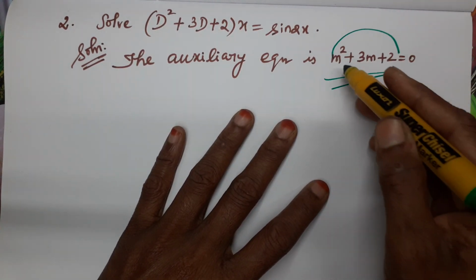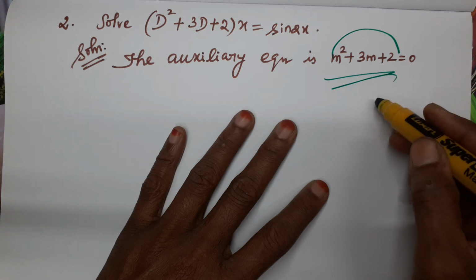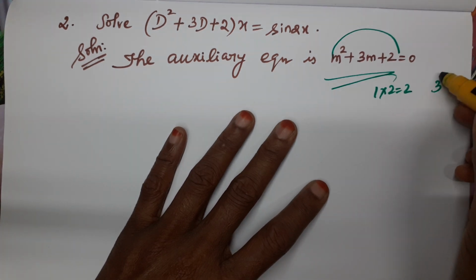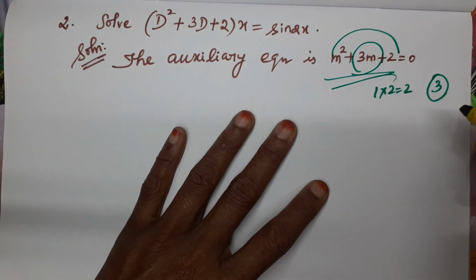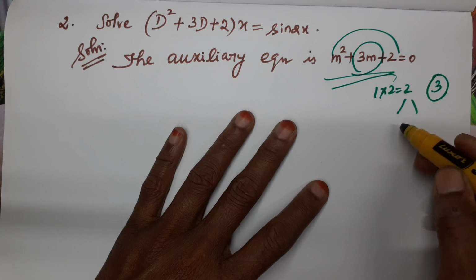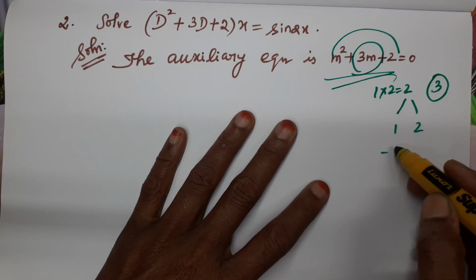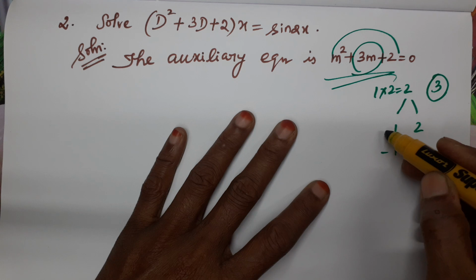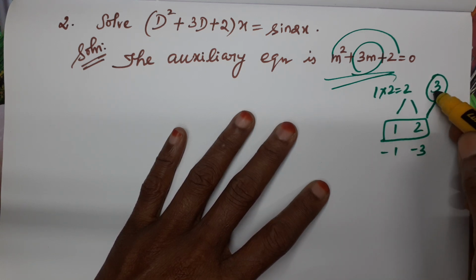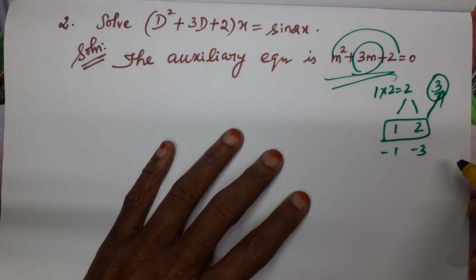We have to multiply the coefficient of m² with the constant term. So 1 into 2 equals 2. And we have to get the addition as 3, because the coefficient of m is 3. For 2, we have two options: 1 into 2, or minus 1 into minus 2. Out of that, this will give the addition 3. Right? Okay, how to write the roots?